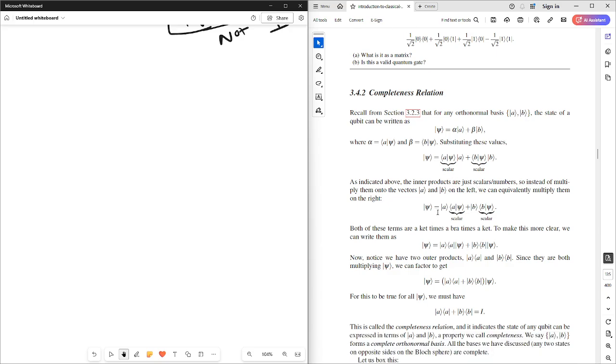Completeness relation. So we have some orthonormal basis. So any two, sorry, let me erase this.